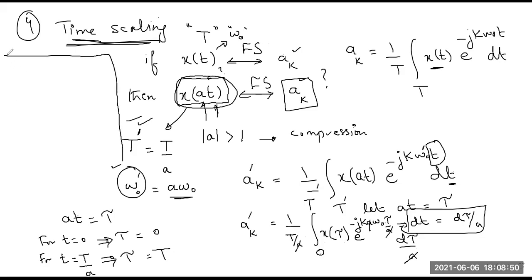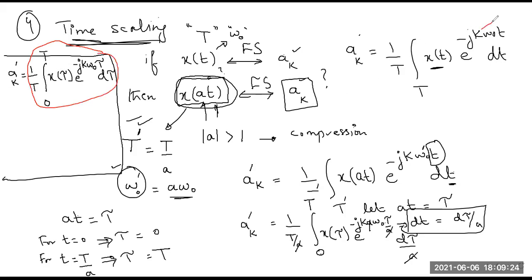Let me do it over here. So ak dash is equal to 1 over t integration from 0 to t x of tau e power minus j k omega naught tau d tau. Now this expression, this result is exactly this one, which is ak.